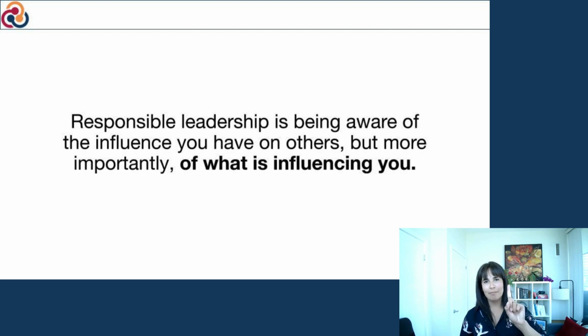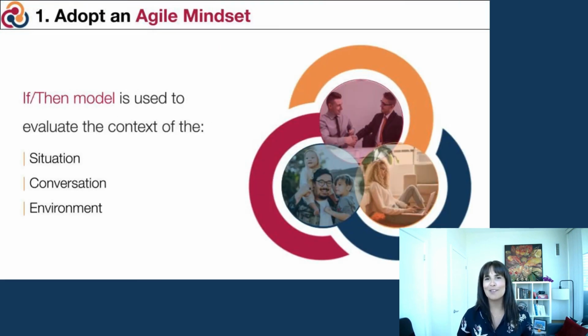So tip number 1, and again, I'll provide all of these as a visual should you wish to download it and go through them yourself. You have a built-in checklist. But tip number 1 is to adopt an agile mindset.